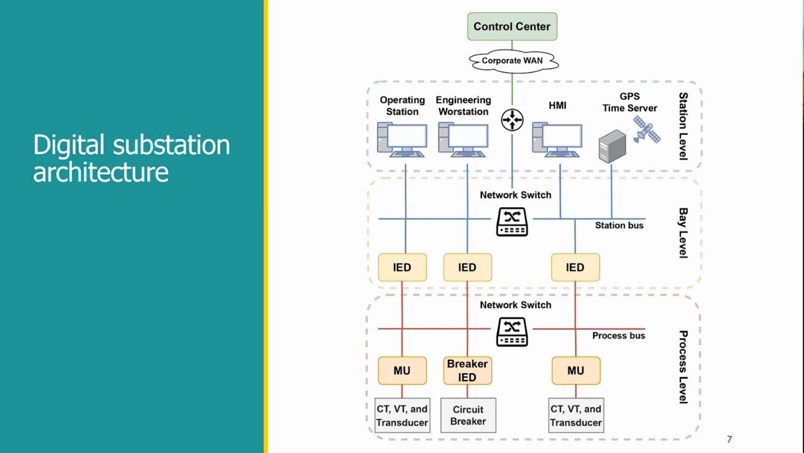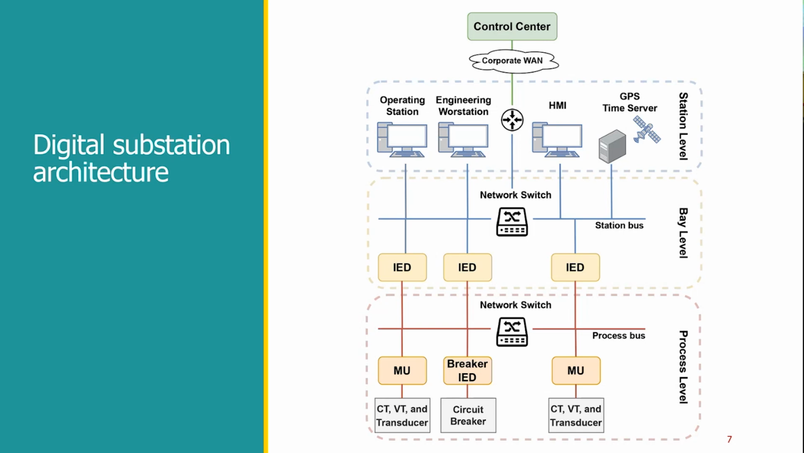And finally, on the lowest level, we have the process level, where we have the actual interaction with the system, so with bus, voltage, current. So we have current transformers, voltage transformers, and transducers connected to merging units, which in turn convert analog signals to digital, which are then sent to IEDs to control the status of the substation and of the area.